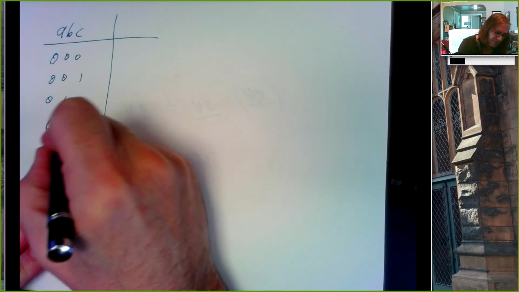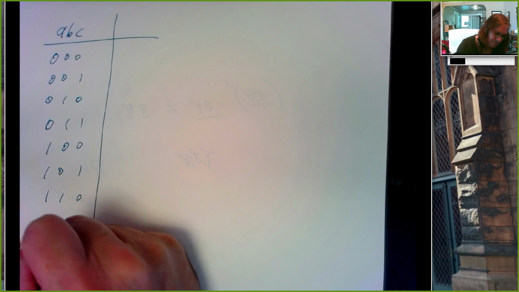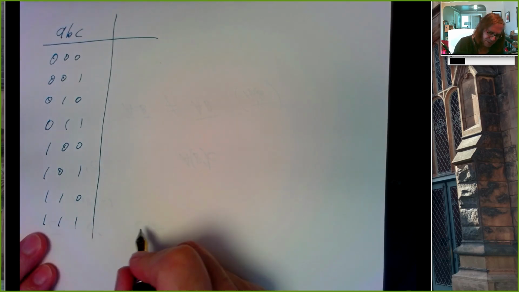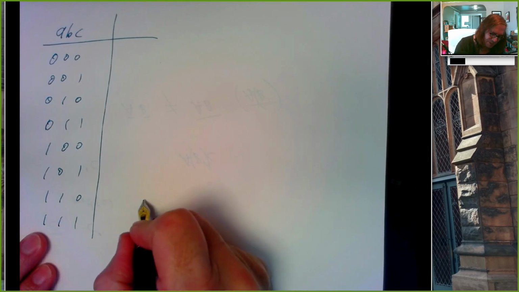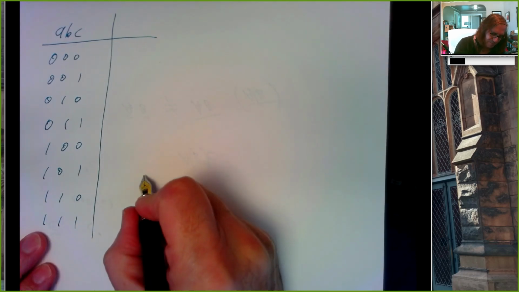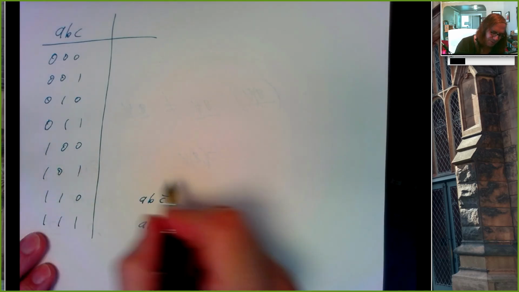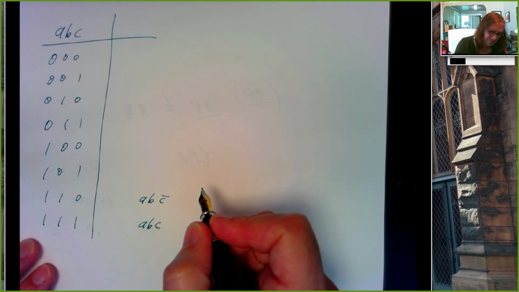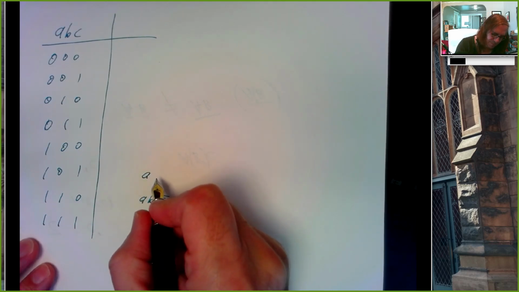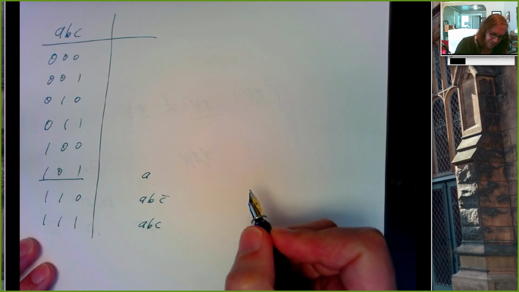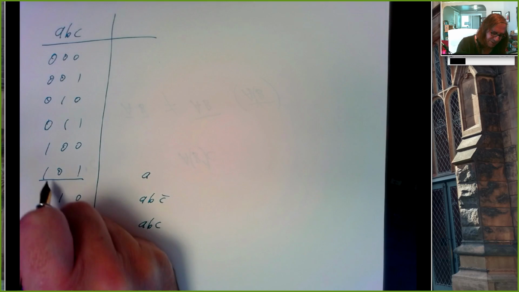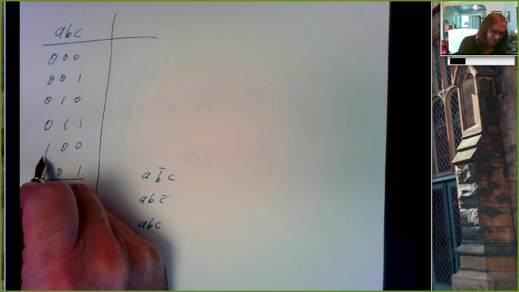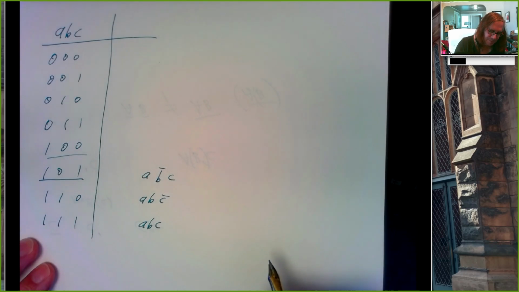So let me write out our standard left-hand side. And we can just make ourselves a table, right? If we want a 1 in this position, we're going to write A, B, C. If we want a 1 in this position, we're going to write A, B, C bar. What about in this position? If we wanted a 1 in this row, what would the combination of A, B, C bars be? A bar, B, C bar... or A, B bar, C. Yeah, sorry, I got it backwards. Okay, that's fine. A, B bar, C. And what about this one? A, B bar, C bar.